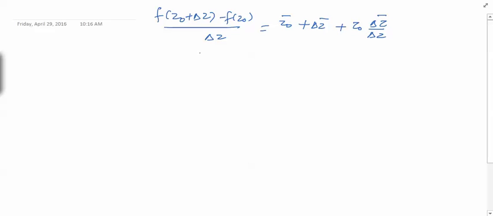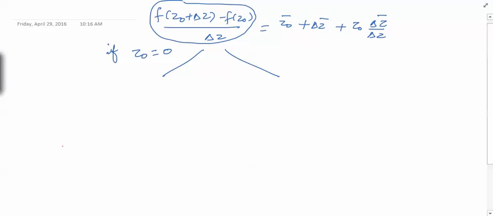Now if we are checking the differentiability at z naught is equal to 0, if z naught is 0, then what is this quantity? This is 0, so this is z naught bar and this is 0, right? And we have to look at the limit of this quantity, del z tending to 0. What is this? This is 0, right? You can come along any path, this limit will be 0. So in this case, when z naught is 0, the limit exists, therefore the function is differentiable at 0, okay?